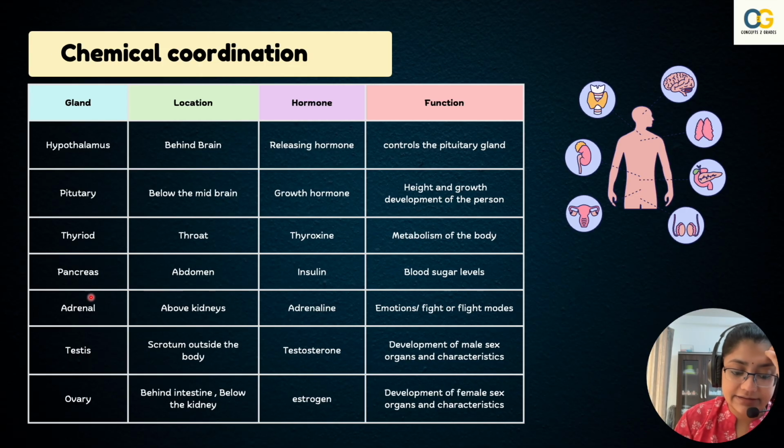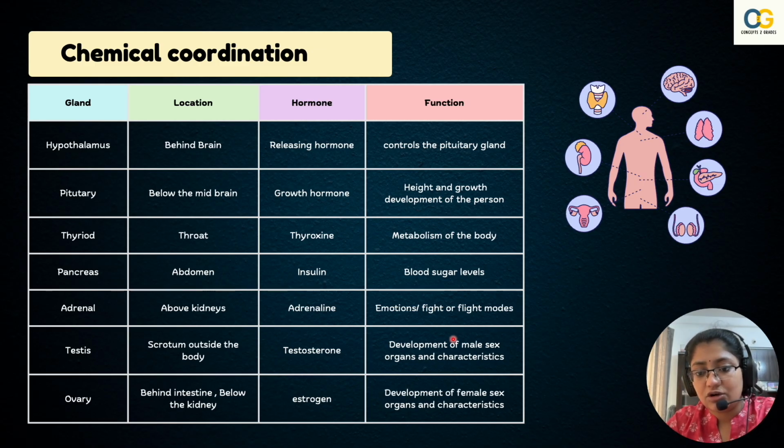So next is the adrenaline gland, which is present above the kidneys, and it releases adrenaline, which regulates your emotions, fight and flight mode. Like you get angry, start crying, you want to fight, or you want to run away. All these emotions are done with the help of the adrenaline gland, which is present above the kidneys.